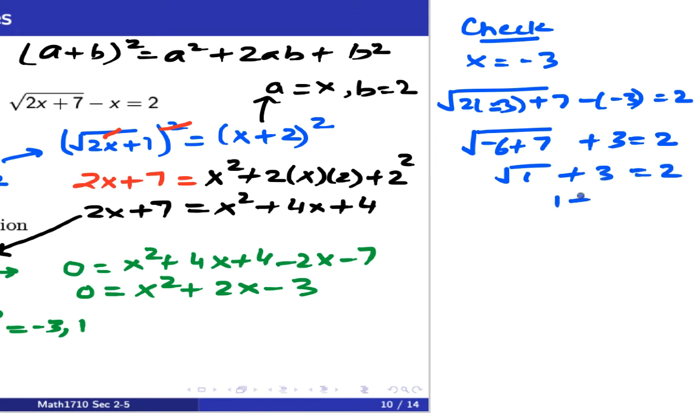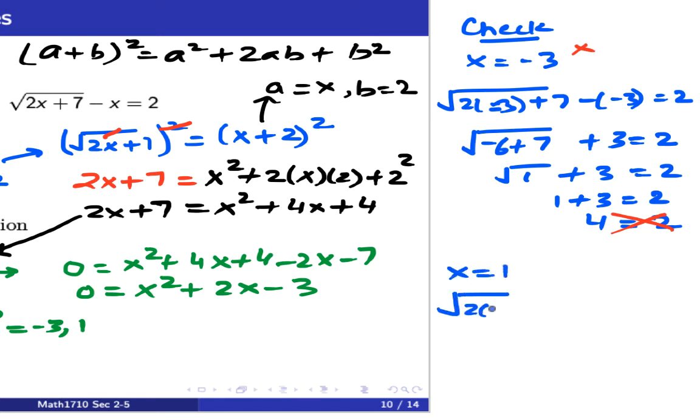The left hand side, notice, becomes a 4 and the right hand side is 2. This is no way correct. So that means x equal to minus 3 is not the right one for us. Let's check x equals 1. What does that give us?